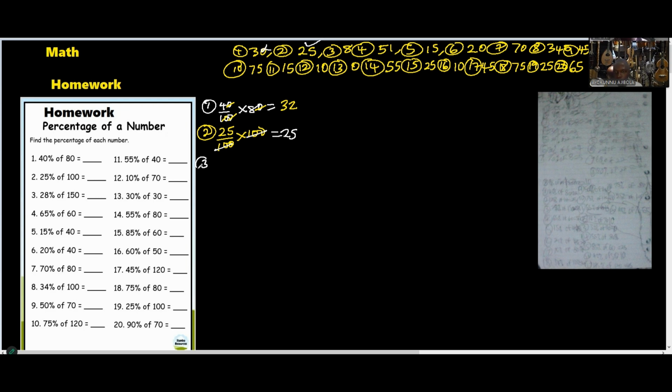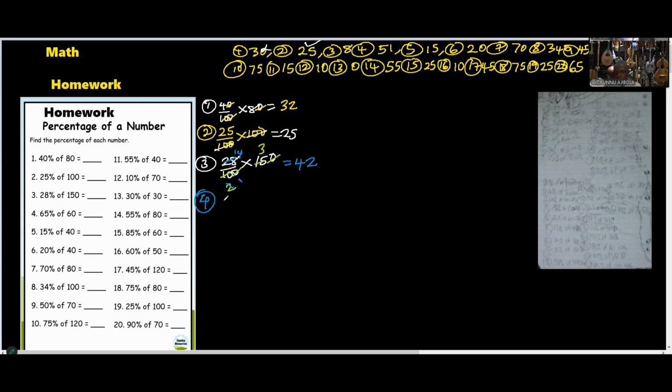Then number 3, we have 28% of 150. 28 over 100 times 150. So what happens next? 0 cancels a 0. Then what can I use to divide them again? 10 is divisible by 5 to give 2, and 15 is divisible by 5 to give 3. Is that clear? Then 2 here 1, 2 here 14. What is 14 times 3? That should be 42.